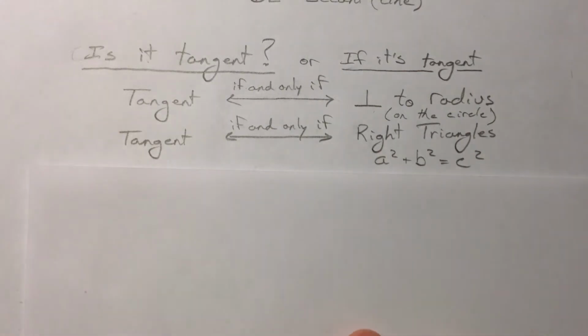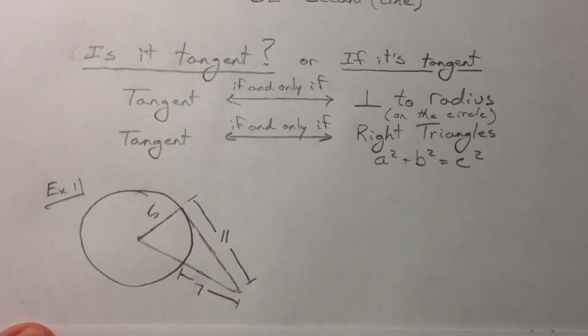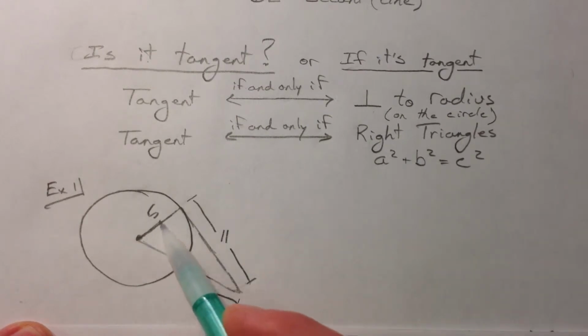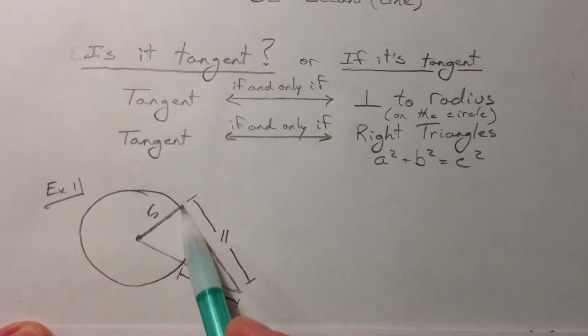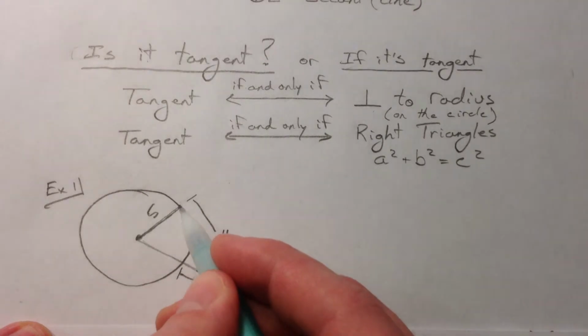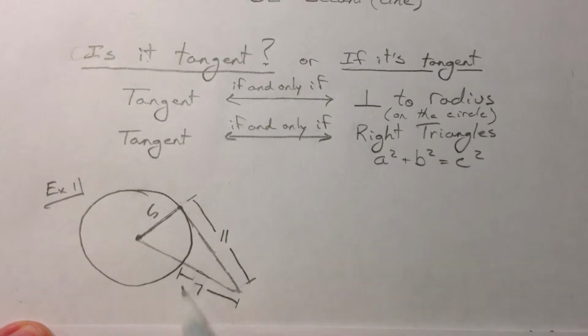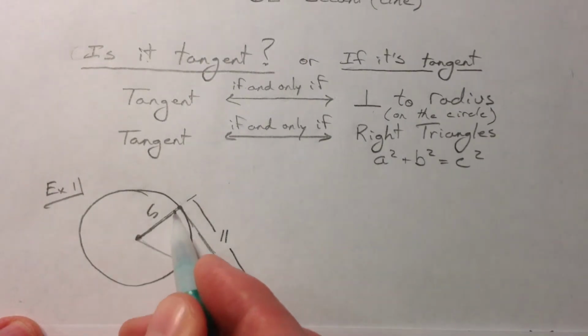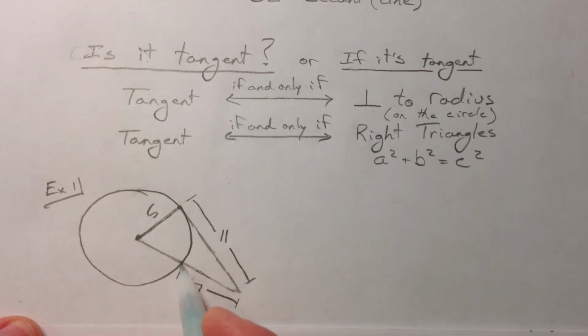And so that's our first example problem: is this a tangent? I have this radius marked right here, that's 5. And I have this segment right here, what looks like a tangent line, as 11. This part is 7. And if this is 5, this right here also has to be 5 because it's a radius. So really what we're looking at is 7 plus 5, which is 12.